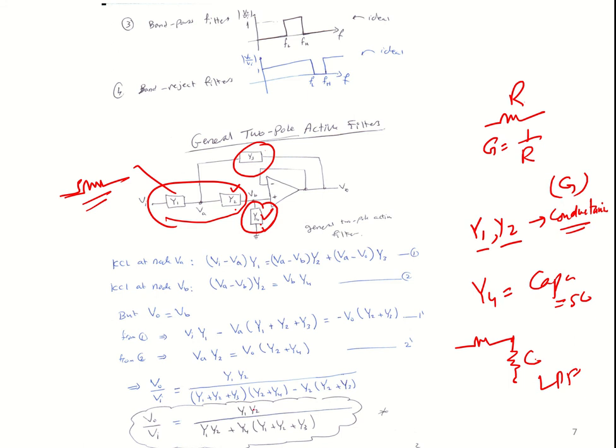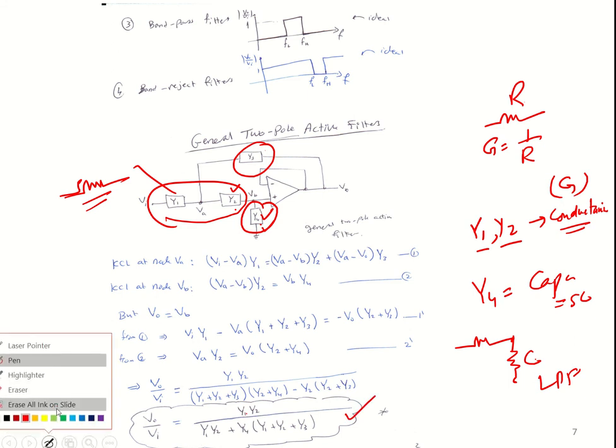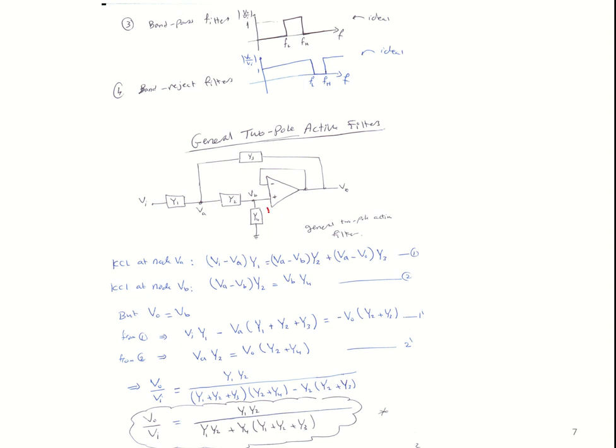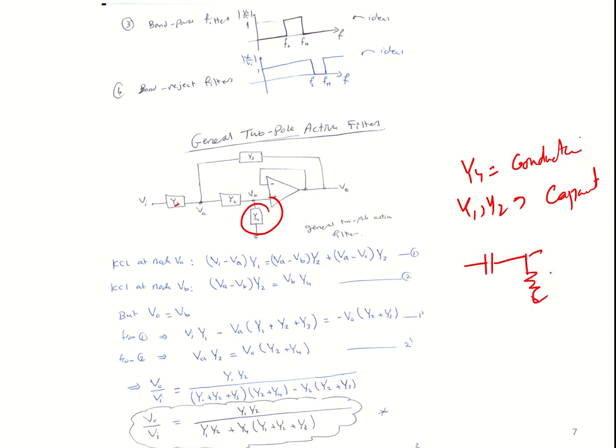If you put the simplification here, we will get the transfer function for the low pass filter. And if you want to make a high pass filter, Y4 must be a conductance, and Y1 and Y2 must be capacitances. So then we have the capacitance, and you are taking the output across the resistor, which will make it a high pass filter. These are the basic characteristics which we can analyze from these cases.